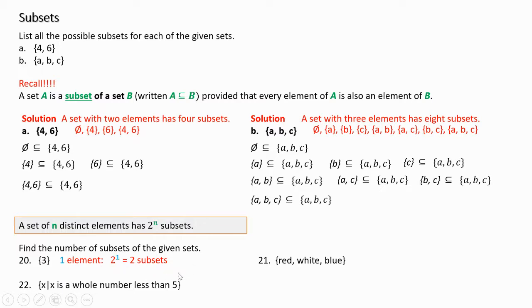How about number 21? How many elements do we have? 3. Very good, Rafael. So it's going to be 3 elements, so 2 to the 3rd power equals 8 subsets.